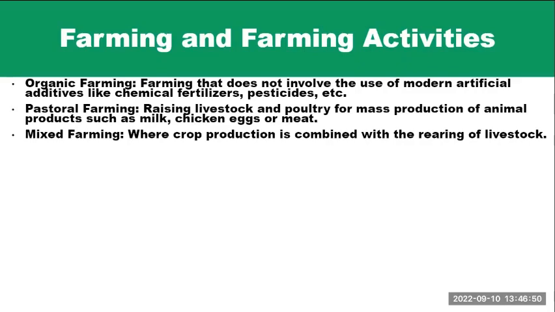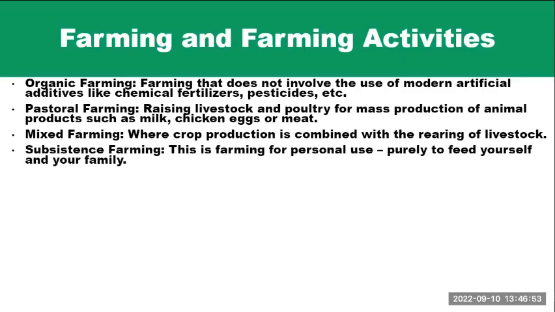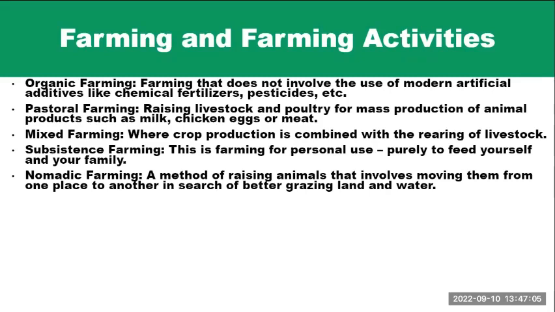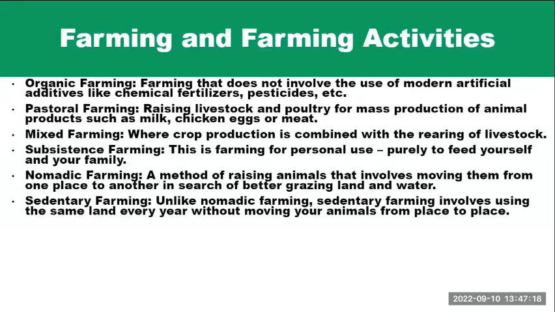Then mixed farming, we have talked about that, where you combine crop production with rearing of livestock. Then subsistent farming, this is farming for personal use, purely to feed yourself and your family. Then nomadic farming is a method of raising animals that involves moving them from one place to another in search of better grazing land and water. Those who rear cattle and you find them with their cattle from up north down to the south, they are the headsmen, if you like. They are involved in nomadic farming.